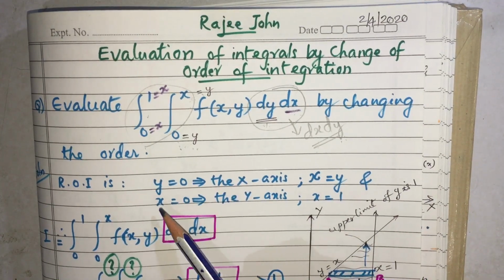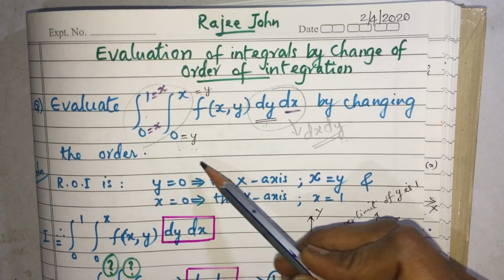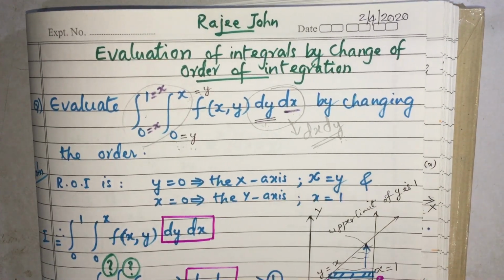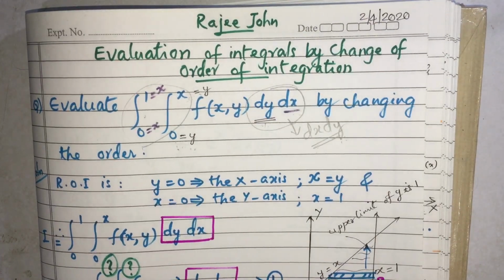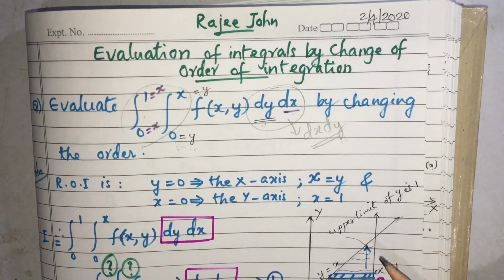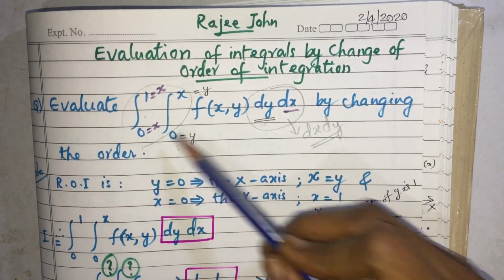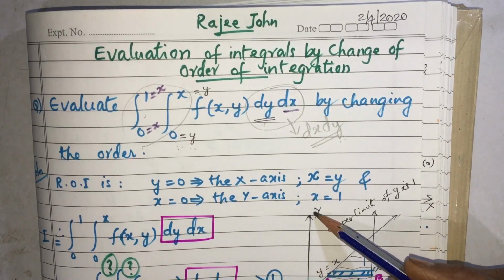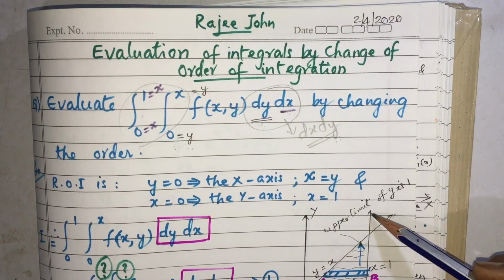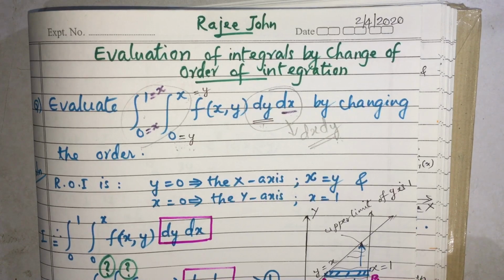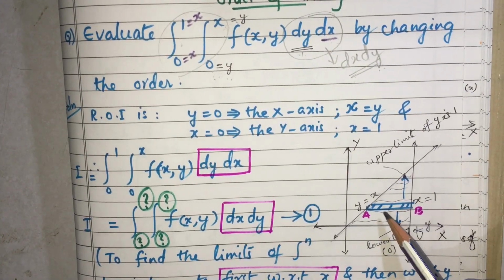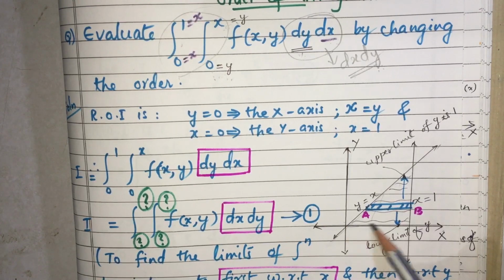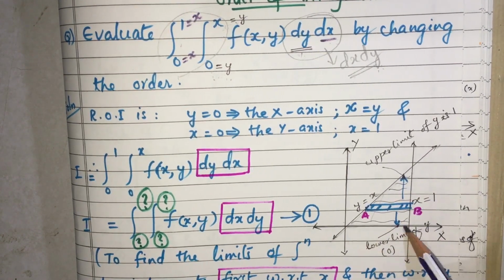Now the region of integration is given by y equal to 0, that means the x-axis, x equal to y, that is a straight line passing through the origin. Then x equal to 0 means the y-axis, and x equal to 1 means a straight line parallel to the y-axis. Okay, so this is the region of integration. The bounded region of integration is this triangle.